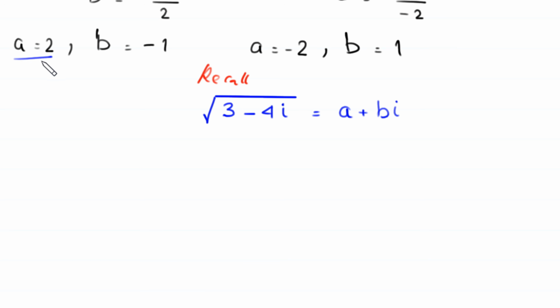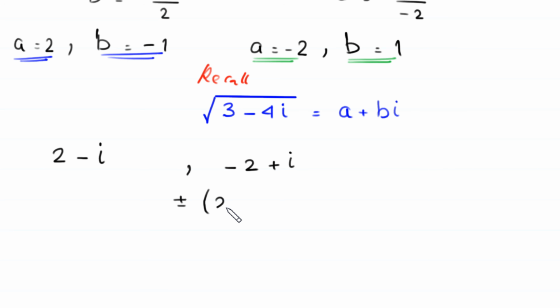So when a is 2 and b is negative 1, then we get the square root of this number 2 minus i, and when a is negative 2 and b is 1, then we get the square root of this number negative 2 plus i, and this can also be written as plus minus 2 minus i. This is the square root of this expression 3 minus 4i. This is the final answer of this problem.